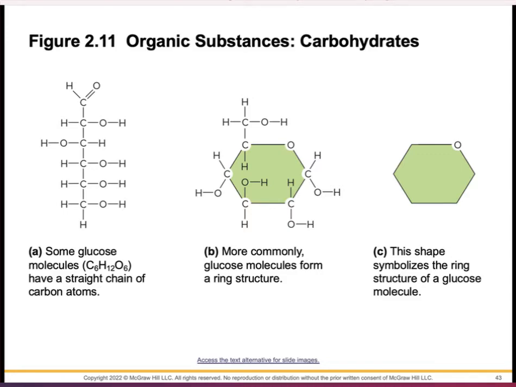Let's look at B. More commonly, glucose molecules form a ring structure, okay? They're going to form this ring structure. The substituents of each carbon atom are shown here, okay? So that's going to be your ring structure. And then part C, this is going to be a shape that symbolizes the ring structure of a glucose molecule, but it is the same. It just doesn't have all of the molecules written in. It is a 6-carbon ring with one oxygen atom.